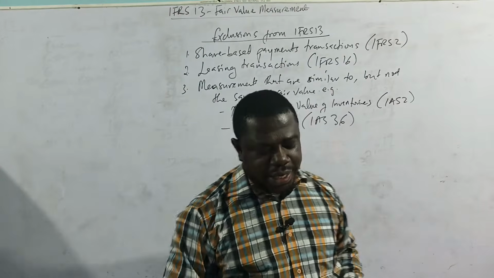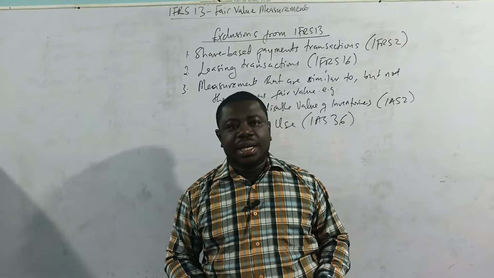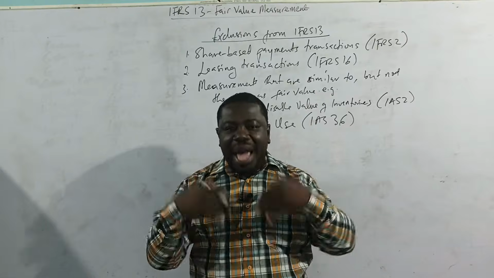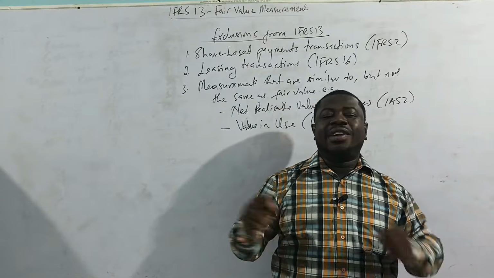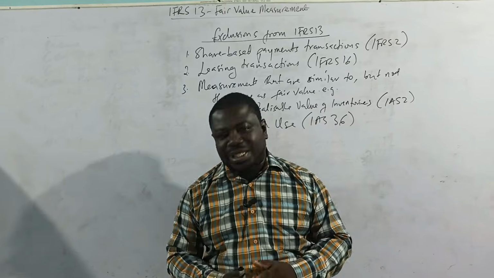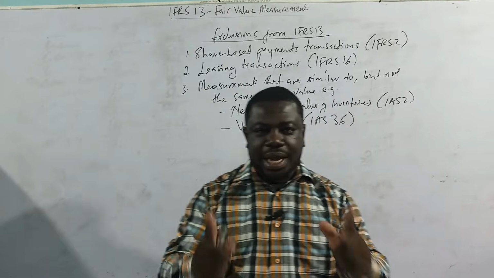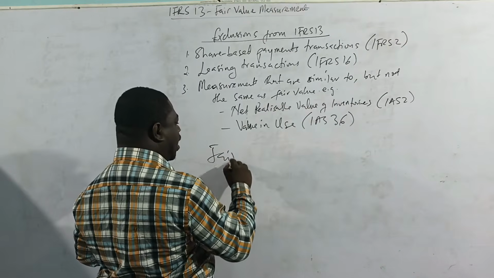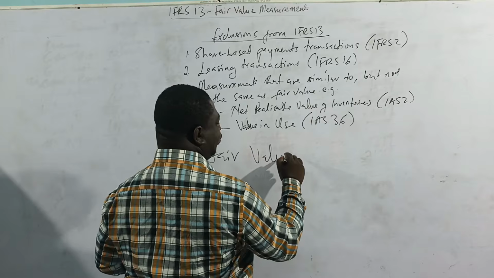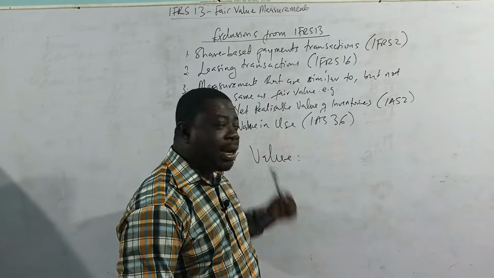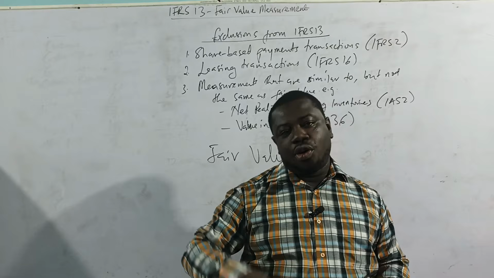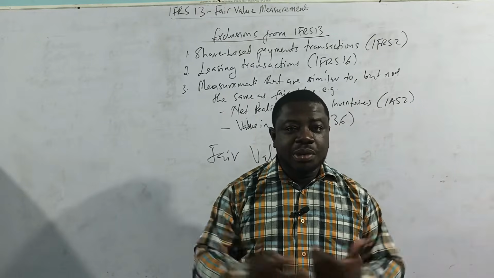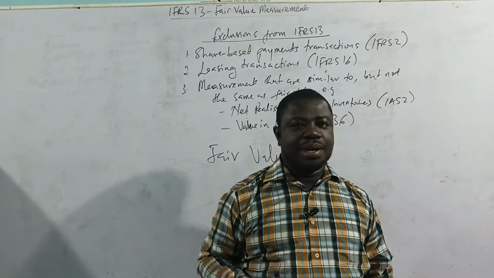So let me say again that fair value is defined as the price that is received to sell an asset or paid to transfer a liability in an orderly transaction between market participants at the measurement date. That is the standard definition for fair value under IFRS 13. The price that will be received to sell an asset or paid to transfer a liability, and it should be in an orderly transaction between market participants at the measurement date.